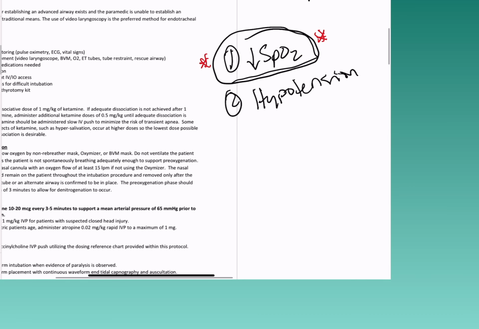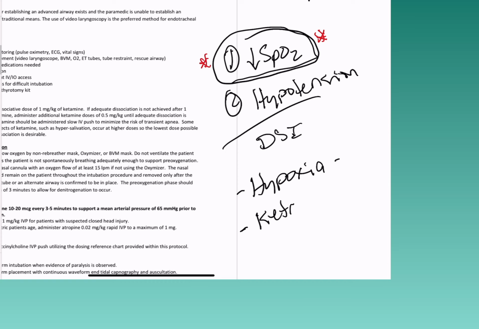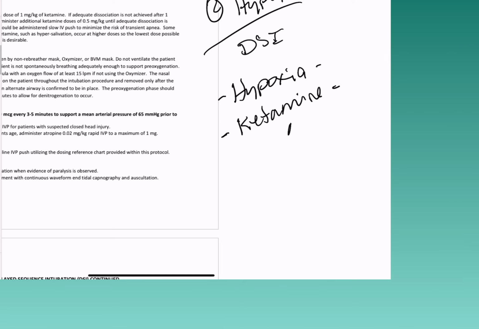And so one of the things that DSI does is it addresses this idea of preventing hypoxia by giving us plenty of time to make sure we hyperoxygenate our patients and flush the nitrogen. But the other thing is, since we are using ketamine, ketamine does a couple of things for us that help in this situation. Number one, ketamine increases blood pressure. Number two, ketamine increases heart rate. And number three, ketamine causes bronchodilation. So that's going to actually help us to pre-oxygenate.